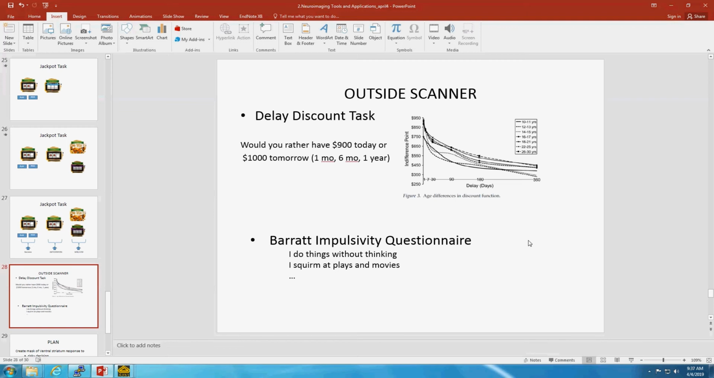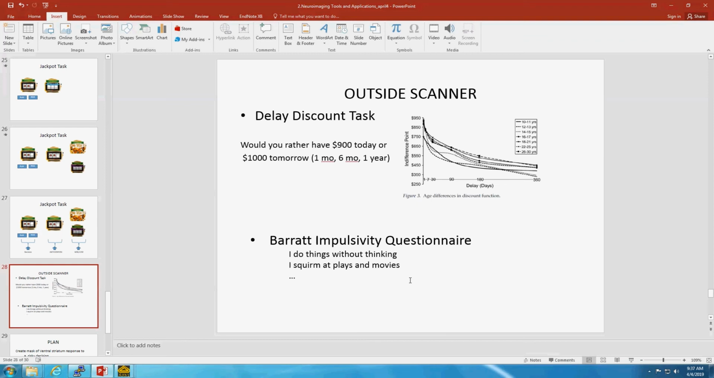And this changes across adolescence. Older kids are more willing to wait 6 months or a year to get the larger reward. So you get a whole bunch of mathematics that look like this. You get different numbers for their K value and their indifference point. So we did that. And the question is, does testosterone affect this? And then the second thing is this Barratt impulsivity score. This is a traditional set of questions, like "I do things without thinking" and "I squirm at plays, movies, et cetera." So you get a number from this.